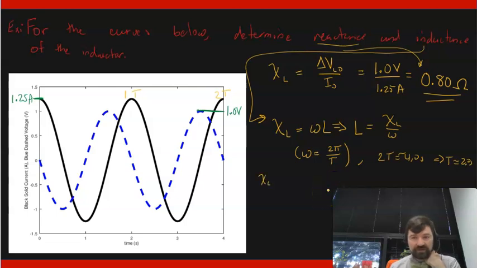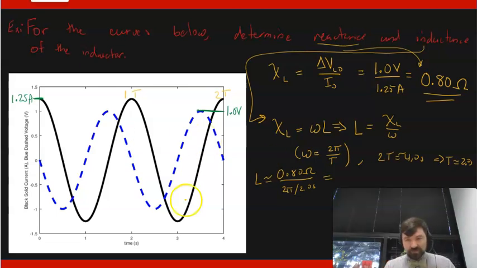So that means that L is equal to about 0.8 ohms divided by omega, which is itself 2 pi over 2.0 seconds. So this gives me 0.8 divided by pi. That's a bit more than I can calculate in my head, but looking at my calculator, that comes to about 0.254. So we'll call it 0.25 henries. And that's how much inductance this system has.